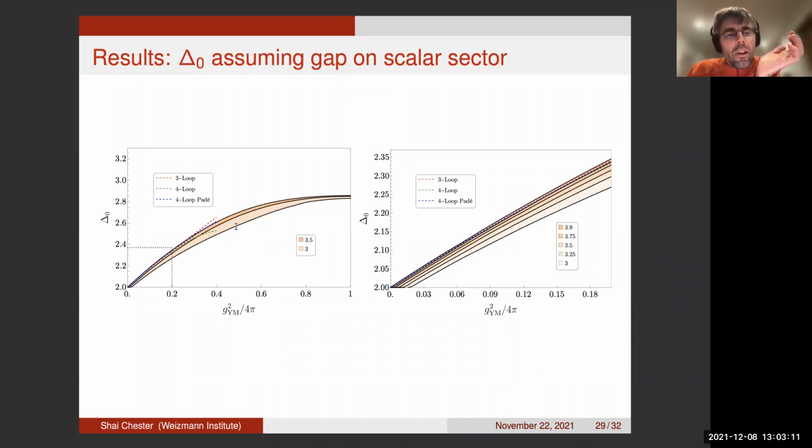But why do you have to do that? Why can't you just extract the second operator by the extremal functional method, and that's going to be the maximum allowed value of the gap? But it's going to depend on G-Young-Mills. I don't understand. Yeah, you could, but if you were to look at the boundary and extract the second lowest operator, you would find that it's above 4 right now, and we know that's obviously wrong, because at weak coupling, we know that the second lowest operator is below 4.